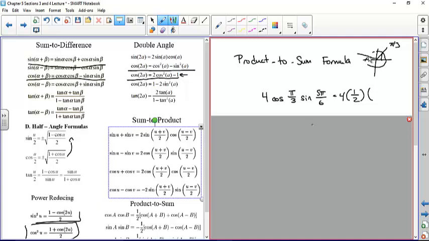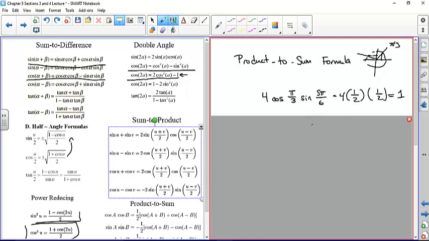Because that's 6 pi over 6 is here, and you go 1 pi over 6 back, so that leaves that. And if you draw over here, you get a half on the y-axis, so it's a half. So the answer is 1.